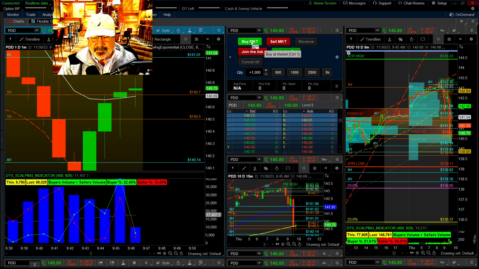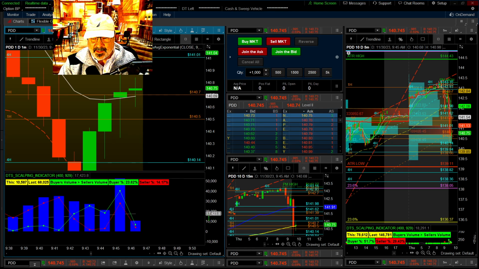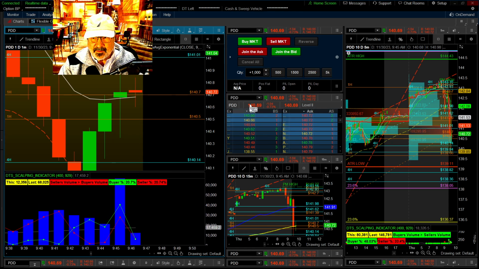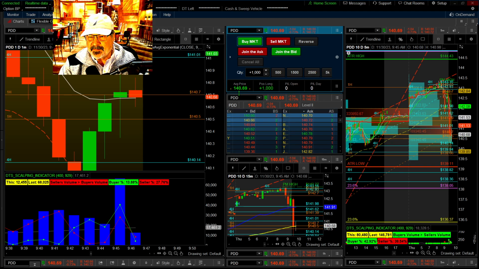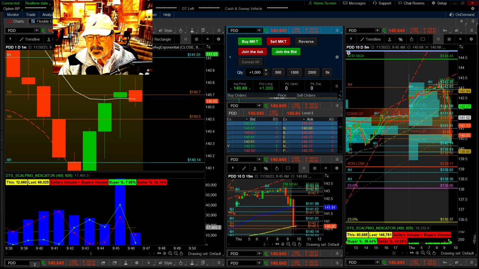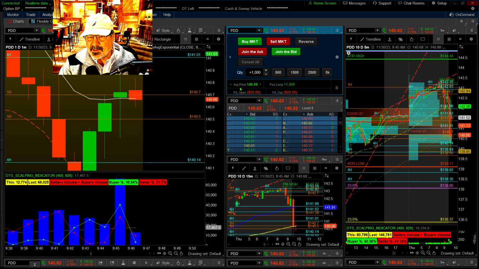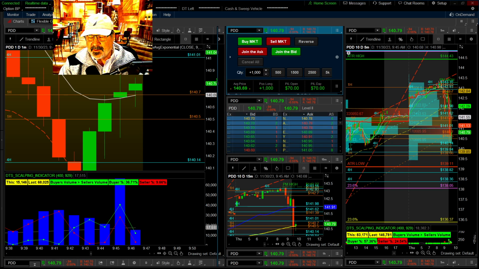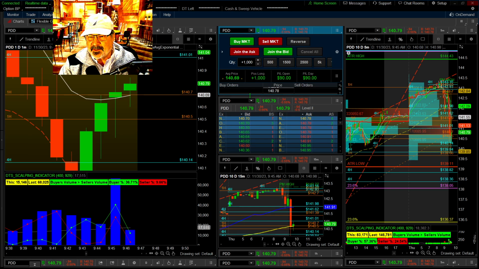No, you know what? I'm not going to do that. Look at that power of that last on the scalper's indicator. I'm actually going to buy. I'm in, guys. So I went in. Where is my, oh, that's why, there was zero money there. Okay. So I'm long at 140.